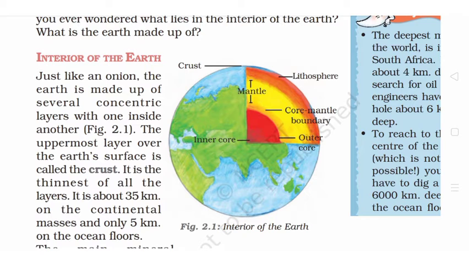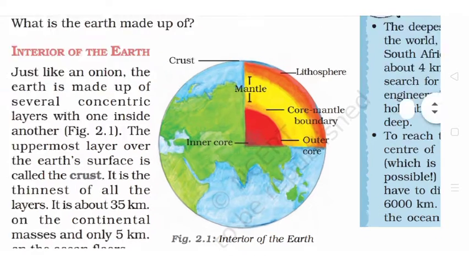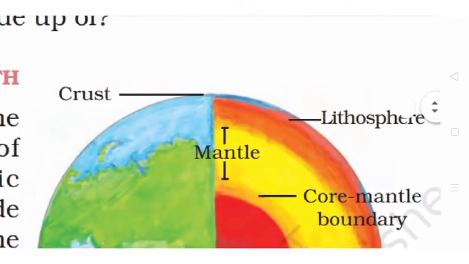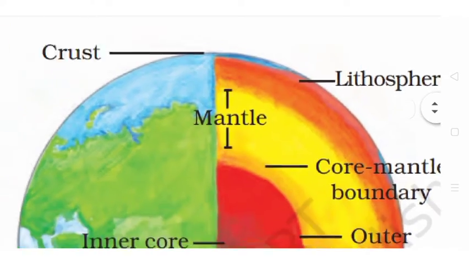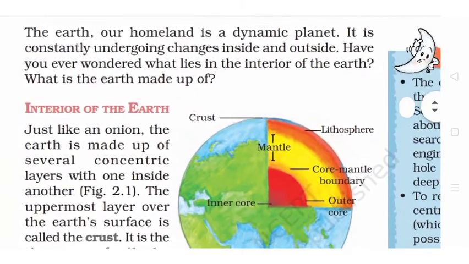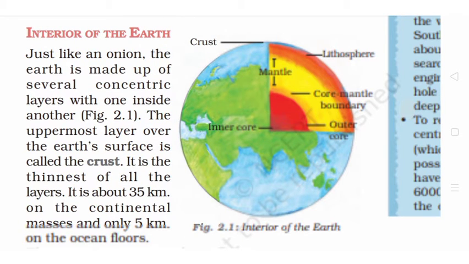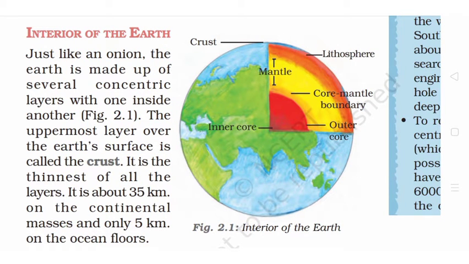The uppermost layer over the earth's surface is called the crust. This orange layer on the earth is known as the crust. It is the uppermost layer of the earth's surface, and it is the thinnest of all the layers. There are three layers. The orange one is the crust, then yellow is the mantle, and then the core.